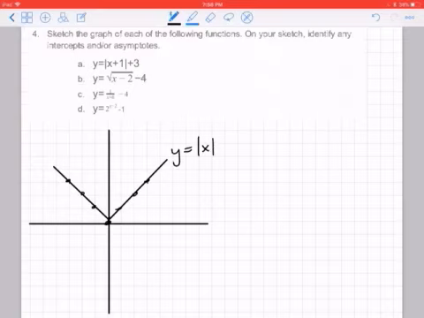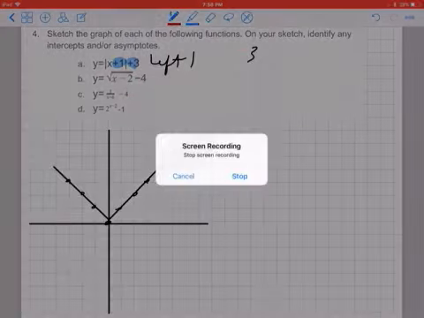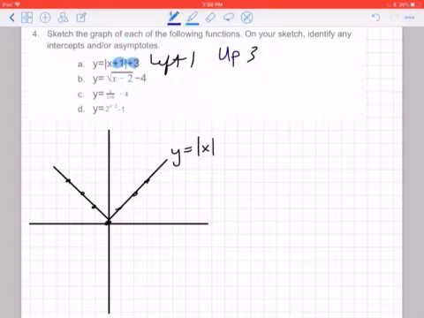Well, what we are going to be looking at is what the plus 1 here and the plus 3 here do. The plus 1 makes it move left 1, and the plus 3 makes it go up 3. So from the middle, this point here is left 1, up 3, new point there.